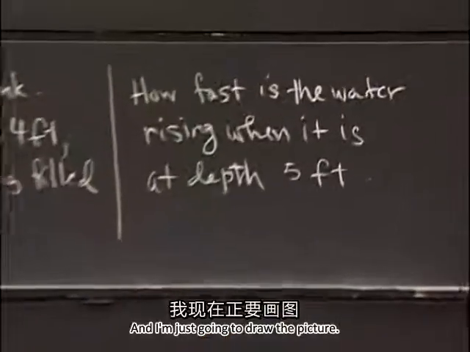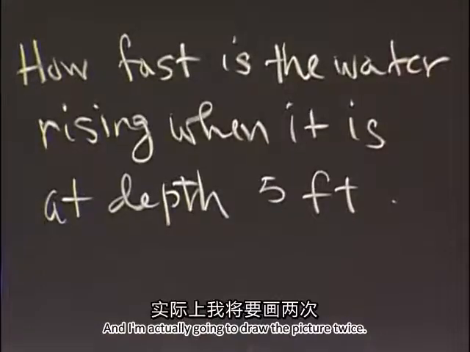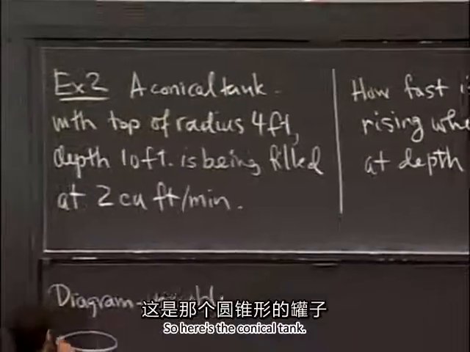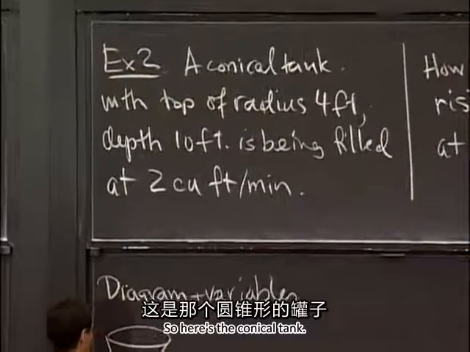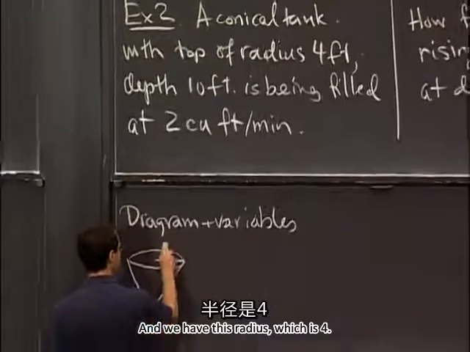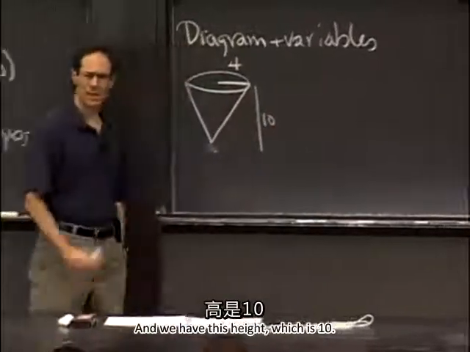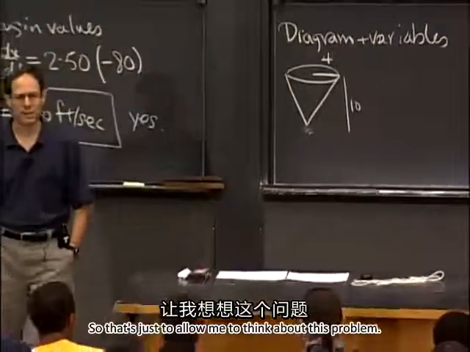And I'm just going to draw the picture, and I'm actually going to draw the picture twice. So here's the conical tank, and we have this radius, which is 4, and we have this height, which is 10. So that's just to allow me to think about this problem.